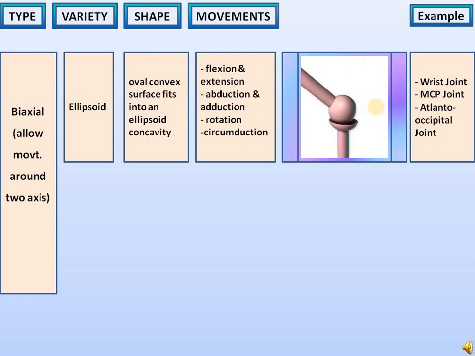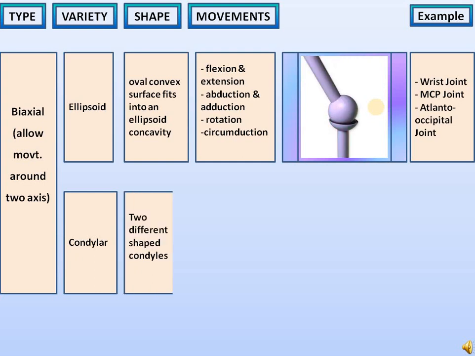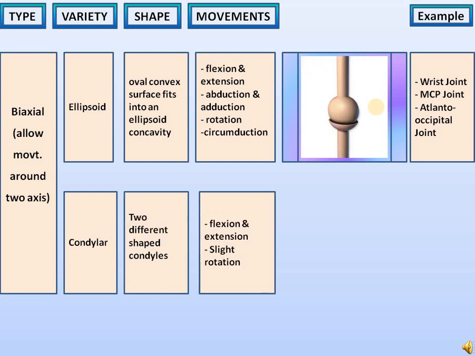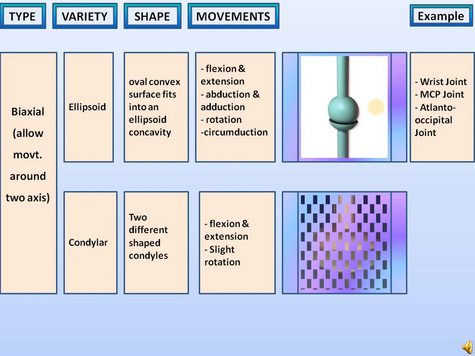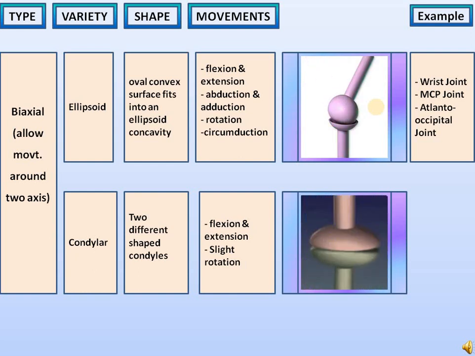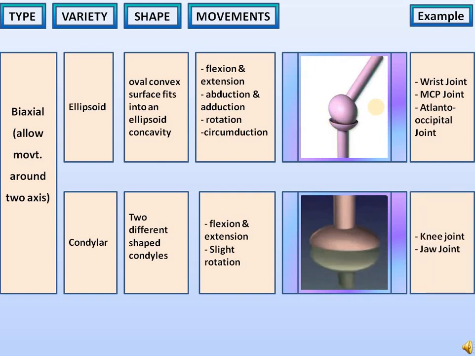Then another variety of the biaxial synovial joint is the condylar variety. Here we have 2 differently shaped condyles, and the movements present are flexion, extension, and slight rotation, as you can see in the figure. The examples are the knee joint and the jaw joint.